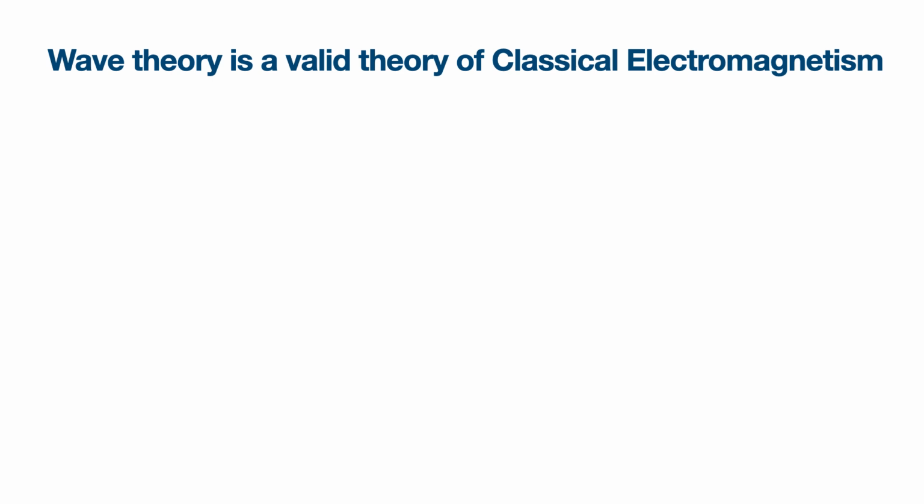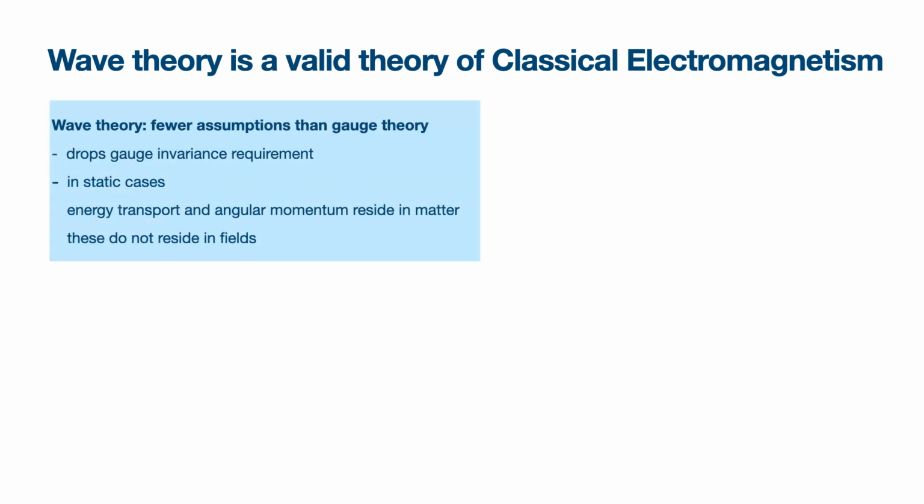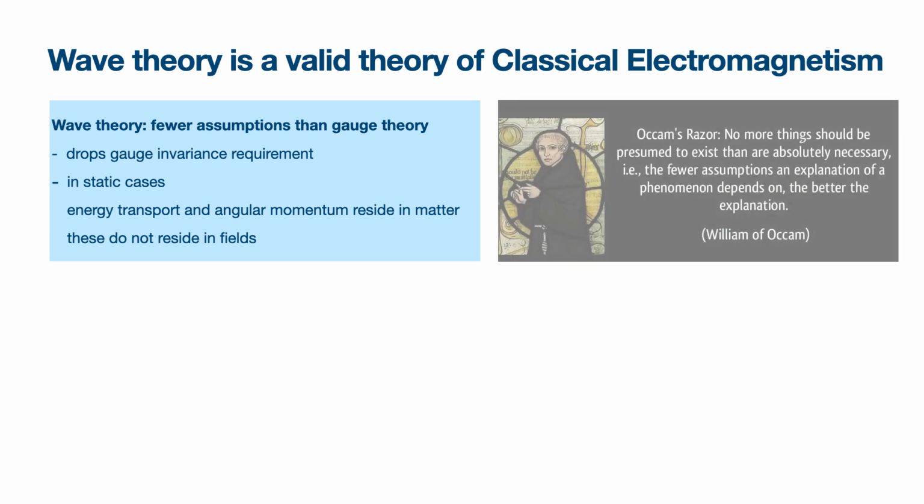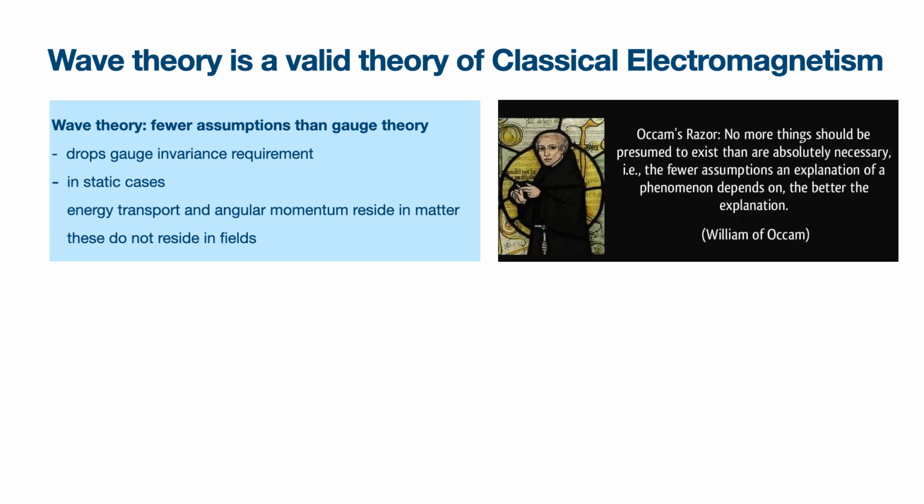I conclude that wave theory is a valid theory of classical electromagnetism. It requires fewer assumptions than gauge theory, as it does not require the gauge principle. Its description is closer to our intuition. In static cases, energy transport and angular momentum reside in matter. These do not reside in fields in otherwise empty space. All this is in agreement with the venerable methodological principle of Occam's razor, which holds that no more things should be presumed to exist than are absolutely necessary.